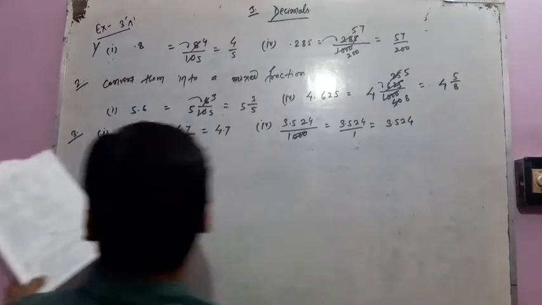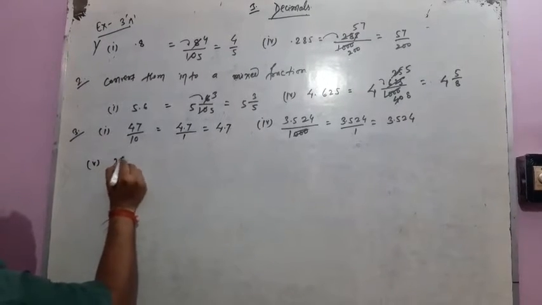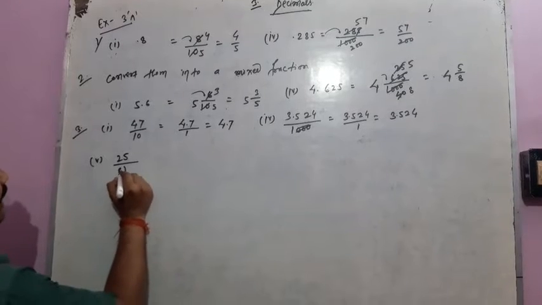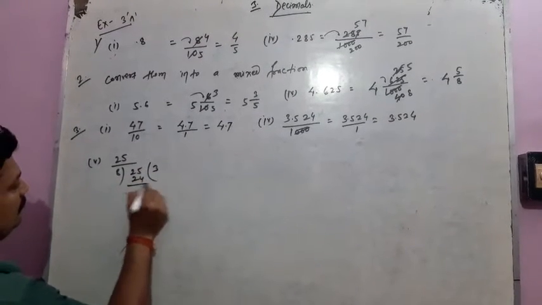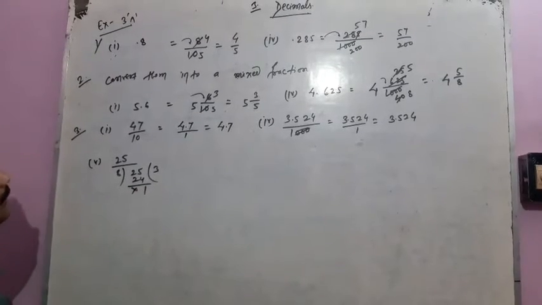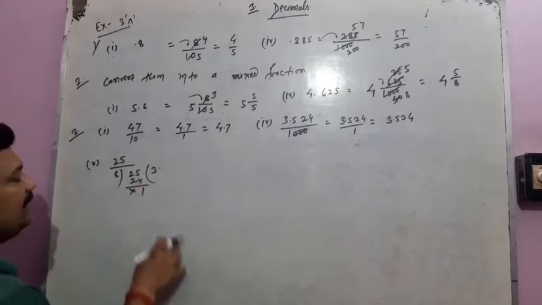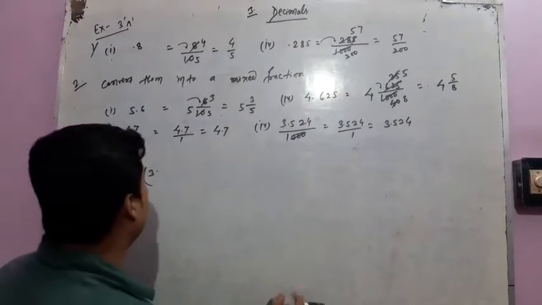So look at one example here. Question number 5. Convert 25 by 8. For converting into decimal form, we have to divide 25 by 8. Now 8 threes are 24. Now keep a decimal here. After the decimal you can take infinite zeros, but each time we can take only 1 zero.